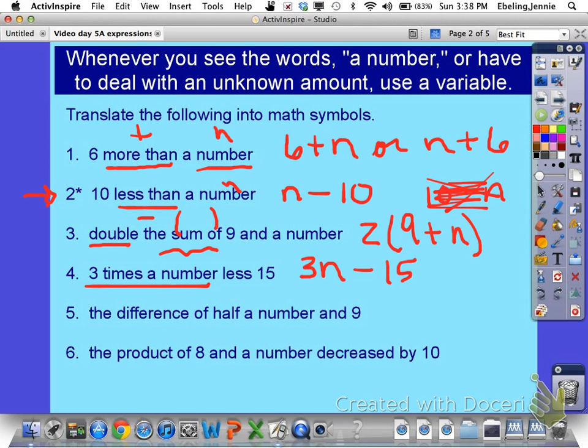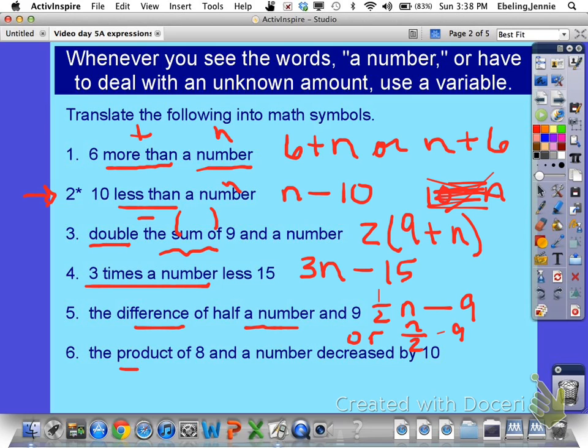Number 5, the difference of half a number and 9. Okay, difference, so we know we're subtracting. And what are we subtracting? We're subtracting half a number. I could write it as 1/2 n and 9, or this one could be written as the variable divided by 2 minus 9. And number 6, the product of 8 and a number decreased by 10.